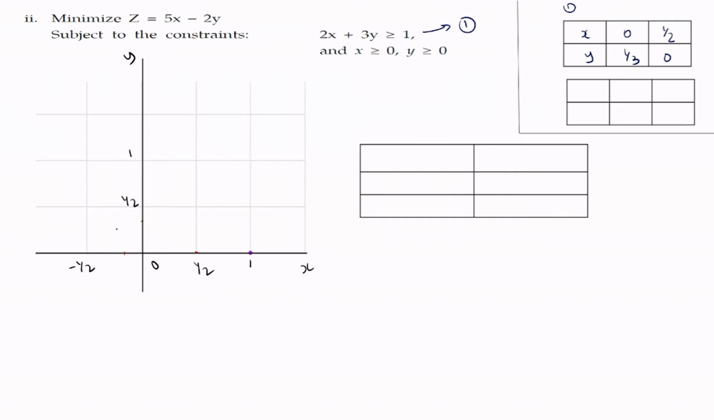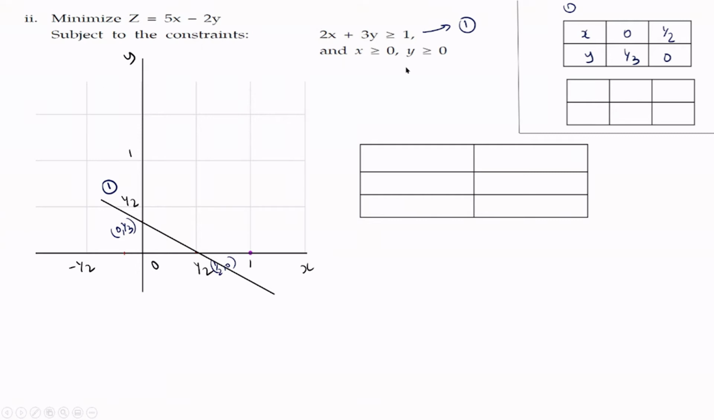So 0 comma 1 by 3 is somewhere here. Now we have to plot the points 0 comma 1 by 3 and half comma 0 on the graph and draw a line joining these 2 points. So the line will give this equation 2x plus 3y equal to 1. So this is 0 comma 1 by 3 and then half comma 0 is the next point. This is half comma 0. So if we draw a line joining these 2 points, then we will get the line corresponding to the first equation. So this is the first one.